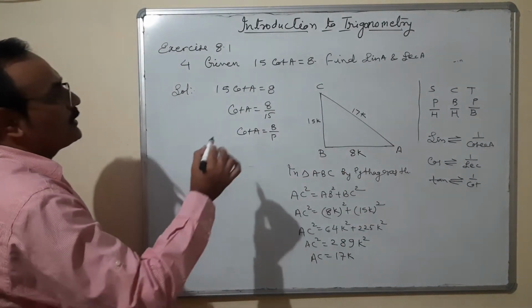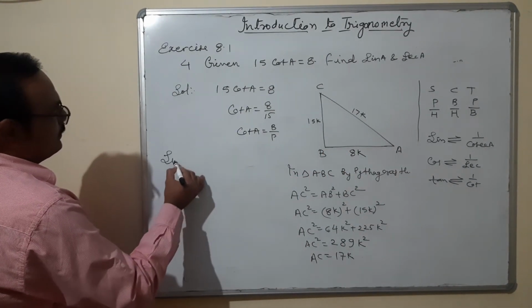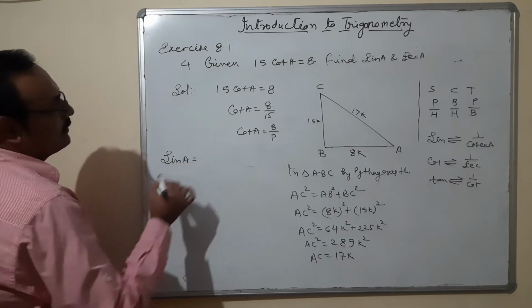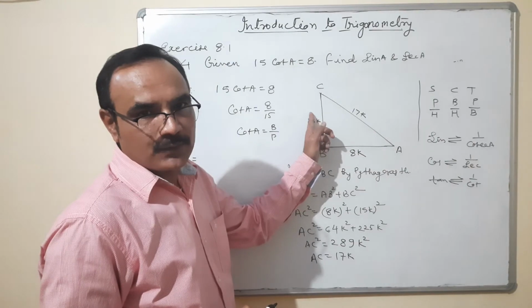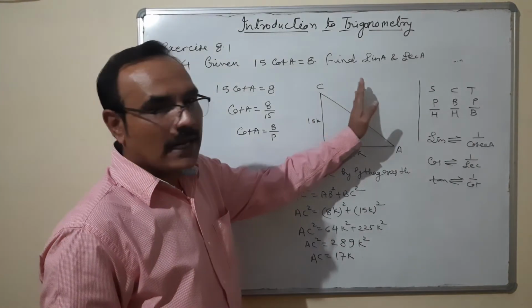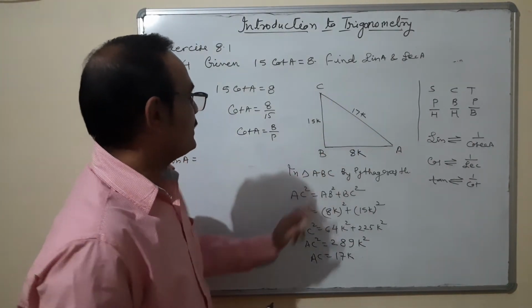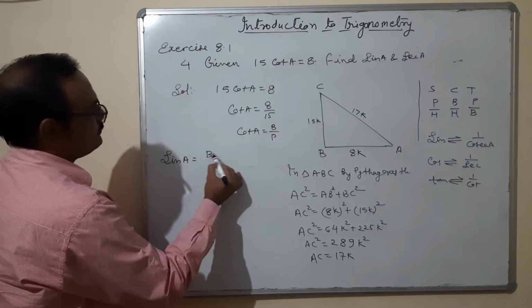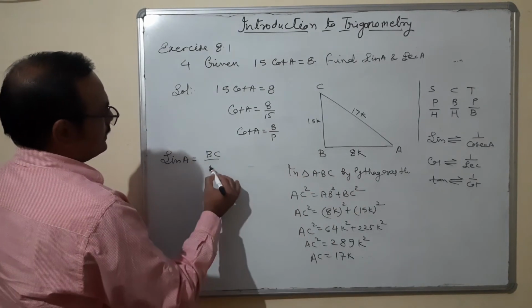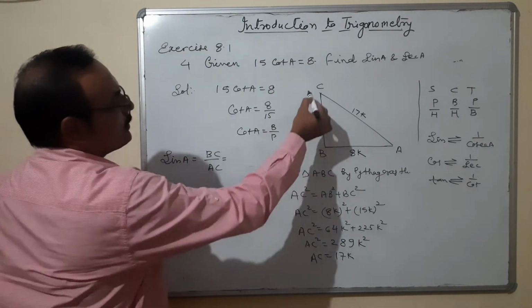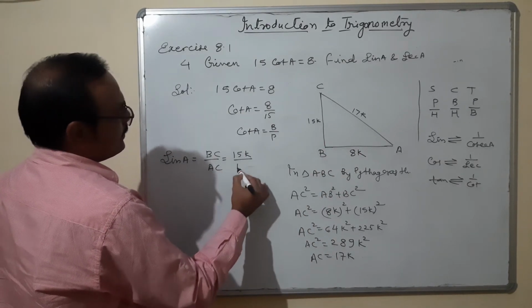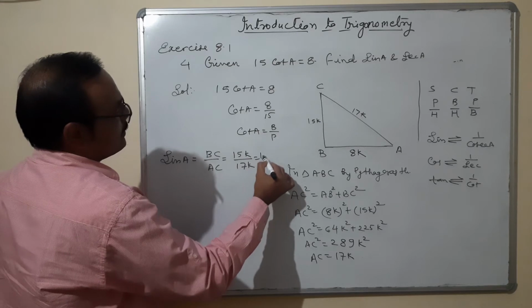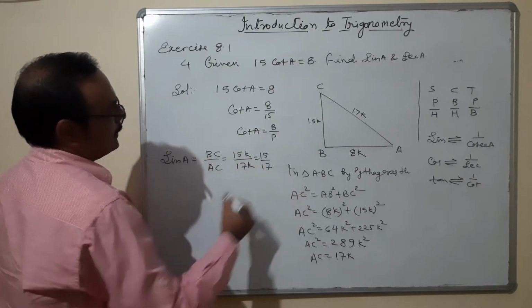Next we are finding the value of sine A. A's opposite side is always the perpendicular. Perpendicular upon hypotenuse. So sine A is equal to BC upon AC. What is BC? BC is 15k upon AC 17k. K cancel, 15 upon 17.